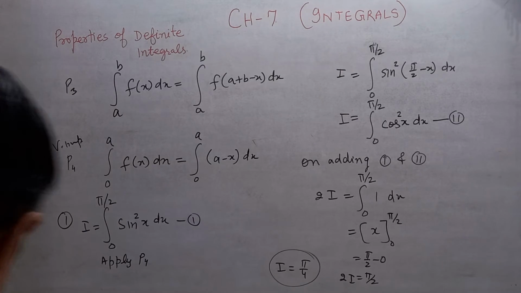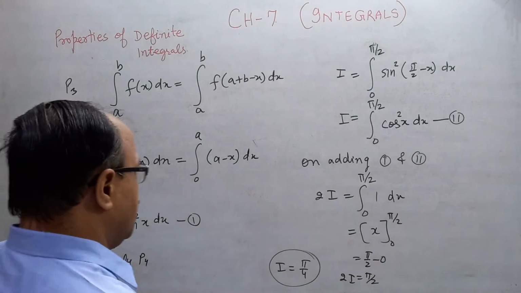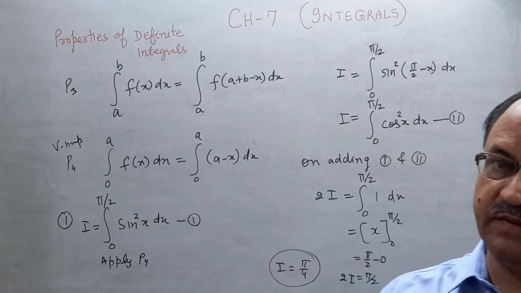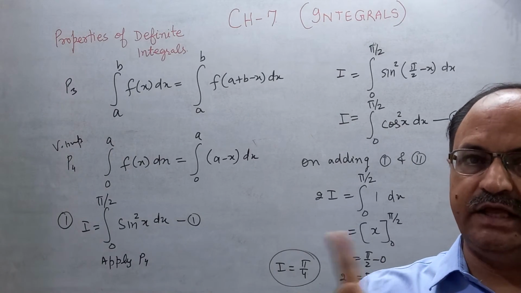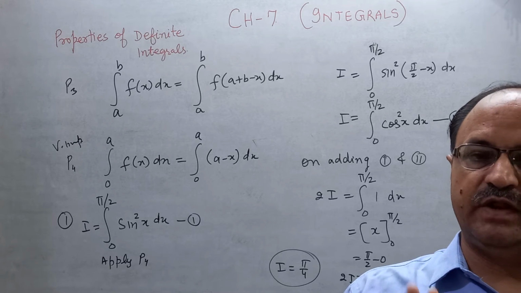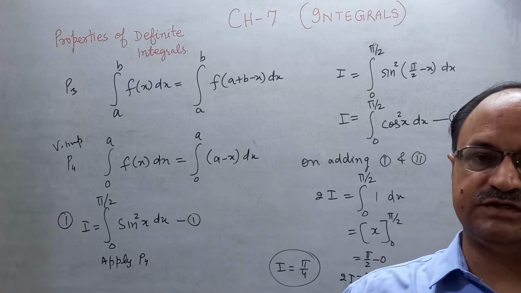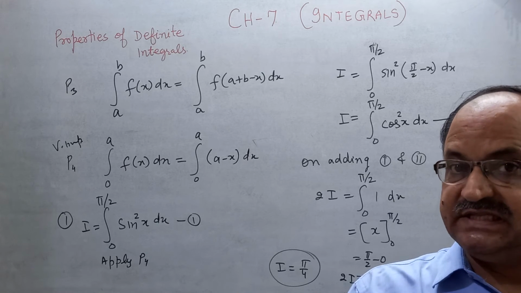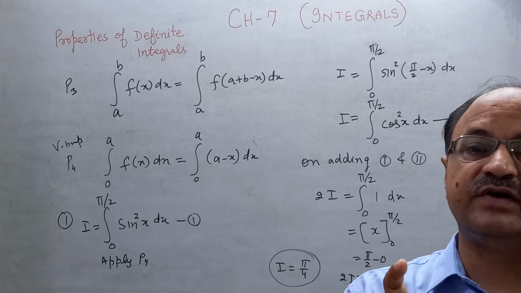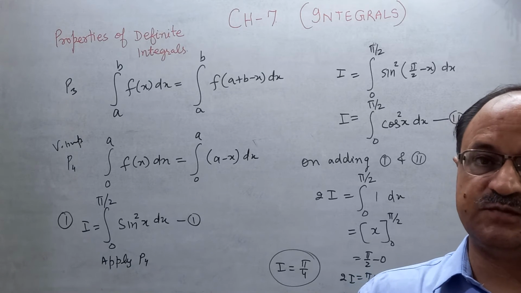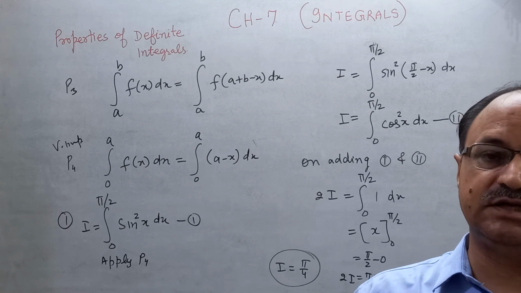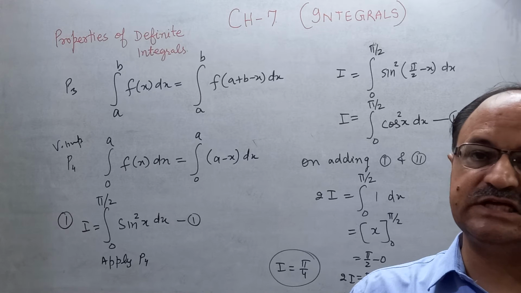Right? You can check. When you apply P4, then on adding equation number 1 and 2, the question is simplified in the form. When you add both equation number 1 and 2, then you will see that the question becomes very easy, right? Suppose when you are applying P4, and after applying P4, when you add equation number 1 and 2, there is no simplification.